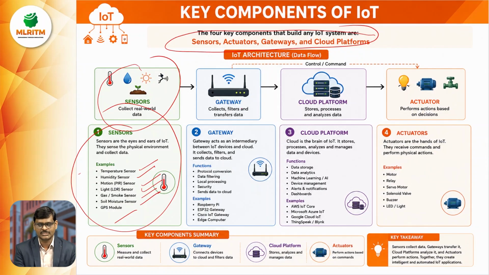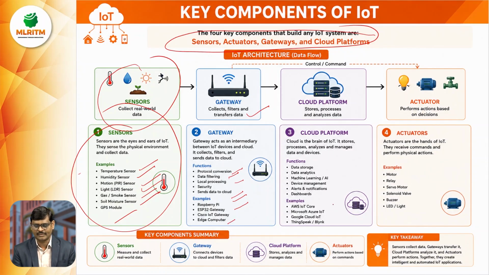The second major component is called the gateway. The main functions of the gateway are protocol conversion, data filtering, local processing, security, and sending the data. For example, Raspberry Pi, ESP32, Cisco IoT Gateway, and edge computing.